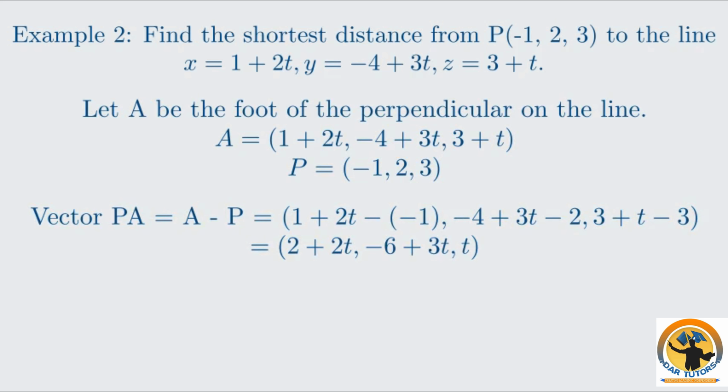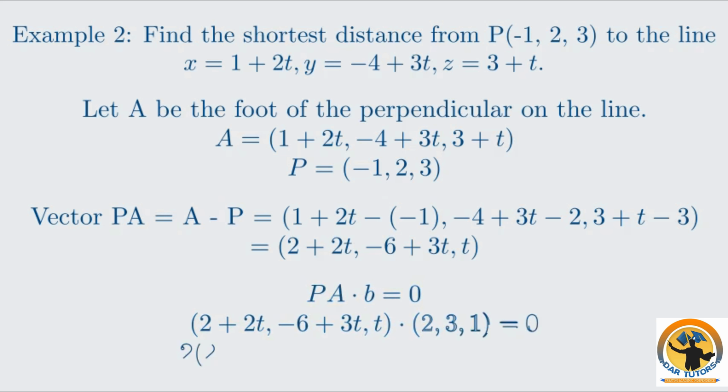Now we apply the perpendicularity condition. The dot product of PA and the direction vector, (2, 3, 1), must be 0. This gives us the equation 2 times (2 + 2t) plus 3 times (-6 + 3t) plus 1 times t equals 0.